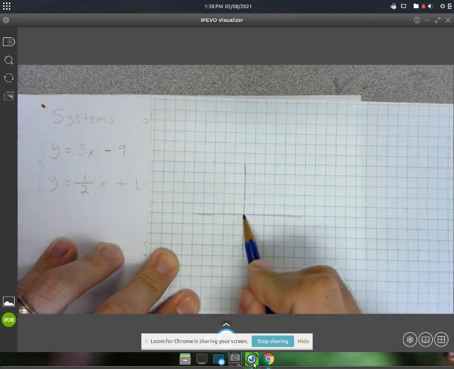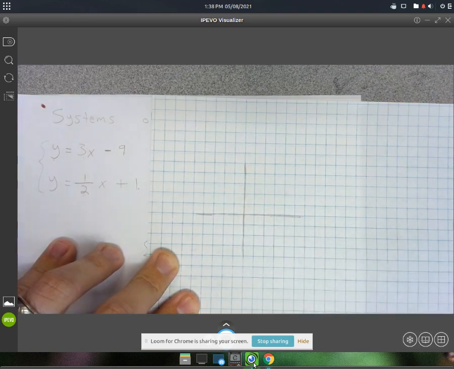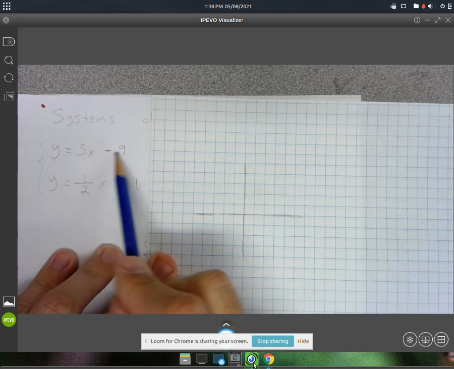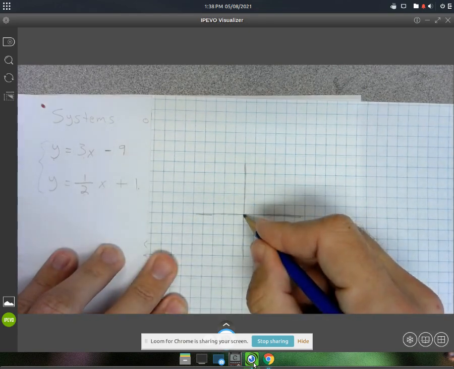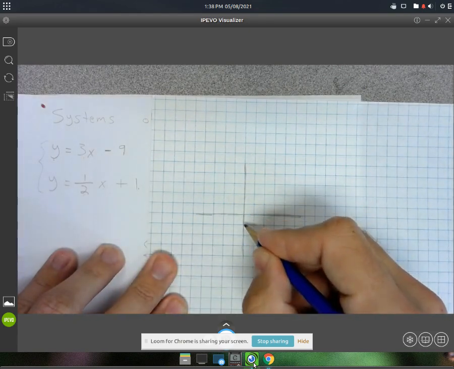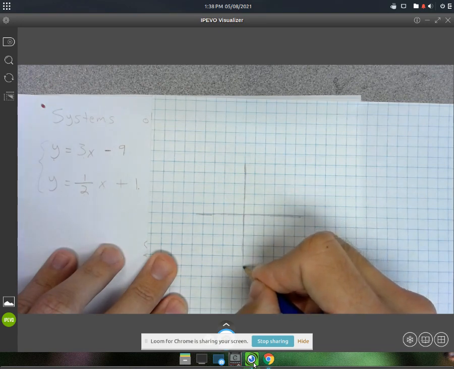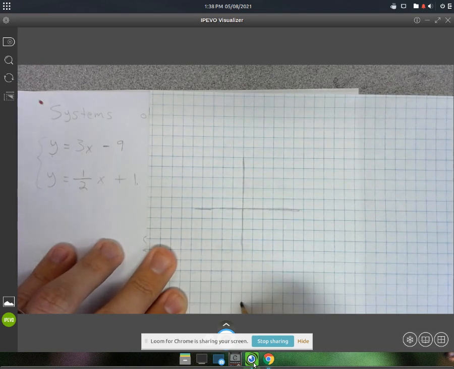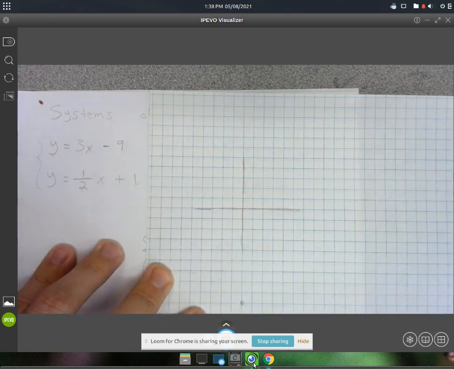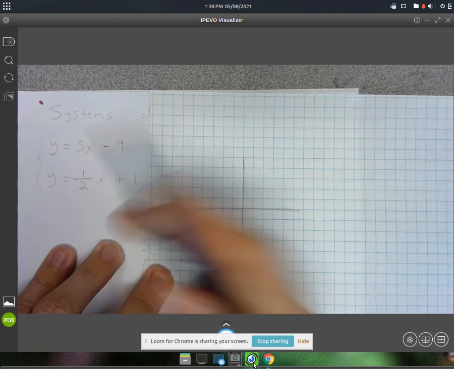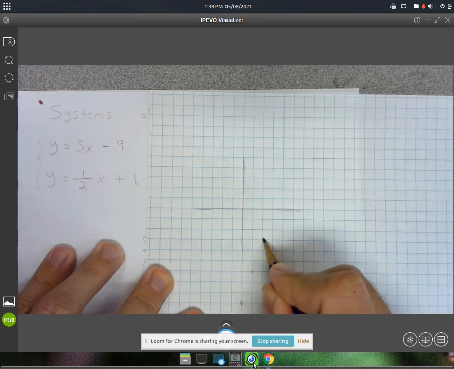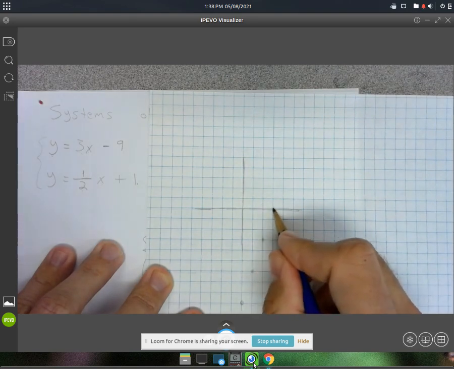All right, so I've defined my origin, there's (0, 0). And I'm going to start off by graphing y equals 3x minus 9. So I know it's going to start off 9 units down: 1, 2, 3, 4, 5, 6, 7, 8, 9. Way down here. My slope is 3, so I'm going to go up 3 over 1. Up 3 over 1, up 3 over 1, and up 3 over 1.